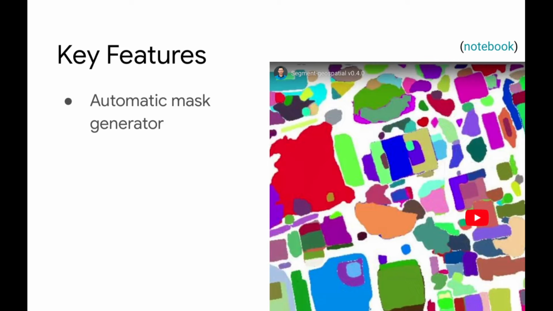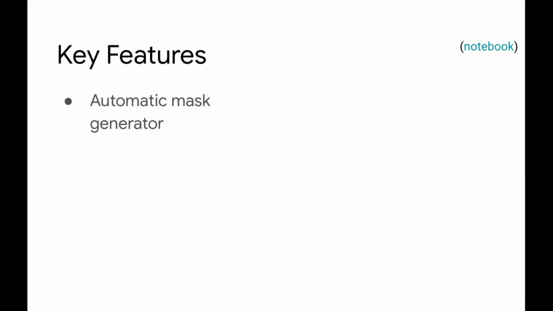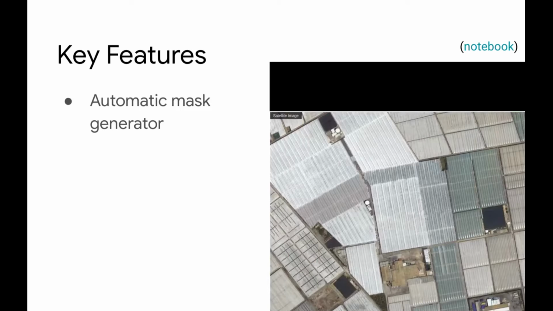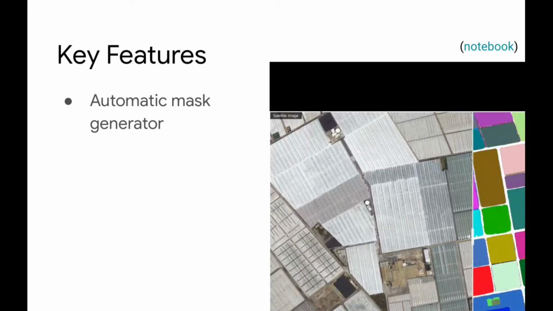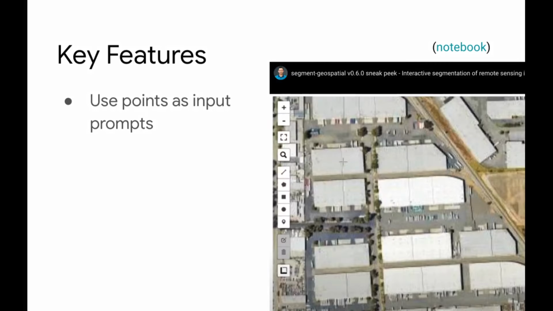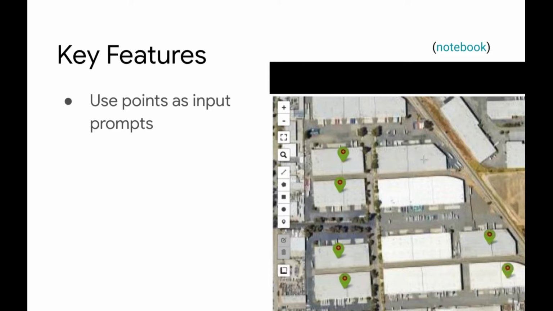And again, it's not perfect, because most likely you want to know the label. You want to know which are the buildings, which are the trees. Similarly, for example, in this one here, you can segment buildings and greenhouses. It's pretty good. This one is using points. For example, I want to extract the buildings. You can click some points on the map, and then it will use them as the input prompt.